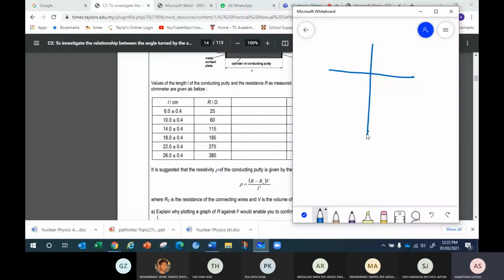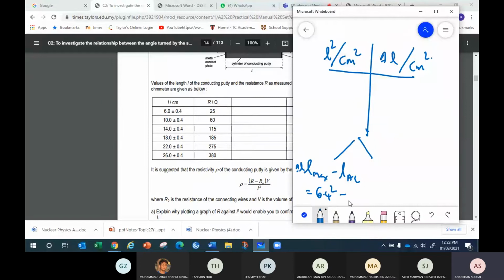Okay, so you have 2 columns. Of course, the first one is L squared in centimeter squared. Another one is the changes of L squared in centimeter squared. So put in your values. How do you calculate your values? The 2 methods I told you. The easiest method is to find L max minus the L actual, and you get the changes of L. So for the first case, L max is 6.4 squared, minus L actual, which is 6 squared. So you get the changes of L.